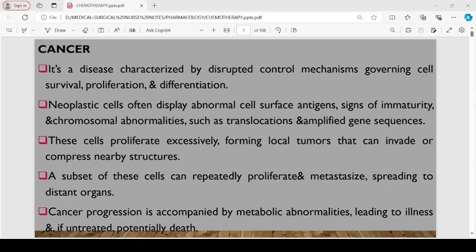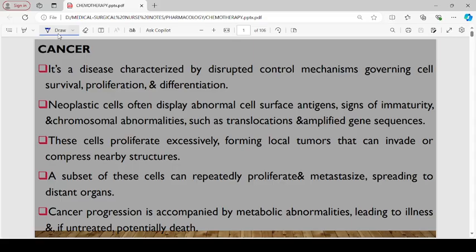As we all know, cancer is a disease that is normally characterized by disrupted control mechanisms governing cellular survival, proliferation, and differentiation. So these cancer cells are what is commonly referred to as neoplastic cells. And these neoplastic cells normally display abnormal cell surface antigens. They show signs of immaturity, chromosomal abnormalities such as translocation, and even amplified gene sequences.